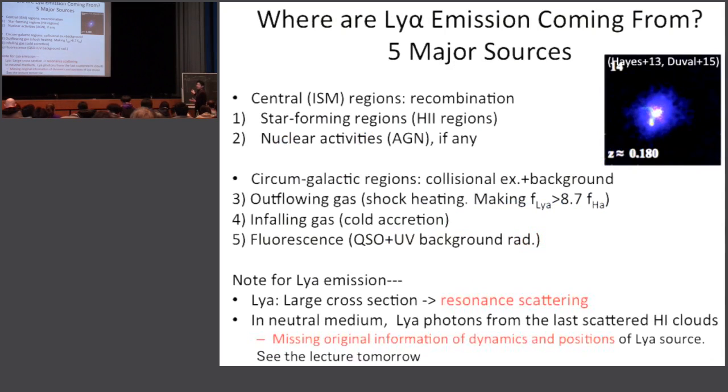Of course, there may exist small H2 regions around the edge of the galaxies, but it's also possible that the Lyman-alpha emission is simply scattered by the gas cloud, and the main source of the Lyman-alpha is confined within the interstellar medium. So it is very difficult and challenging, and I would like to explain in more detail in the lecture tomorrow.